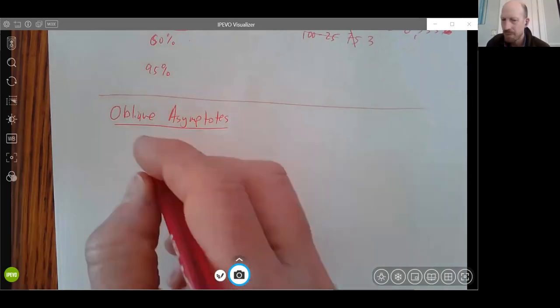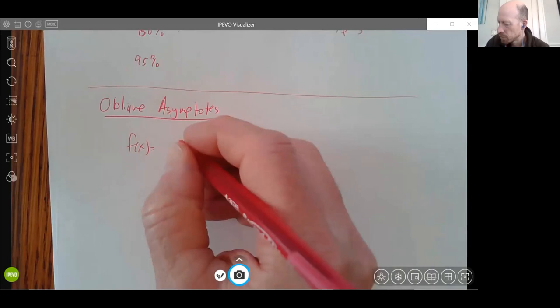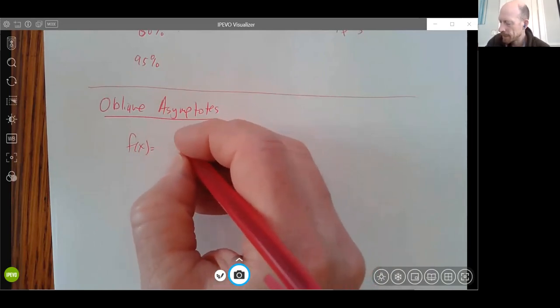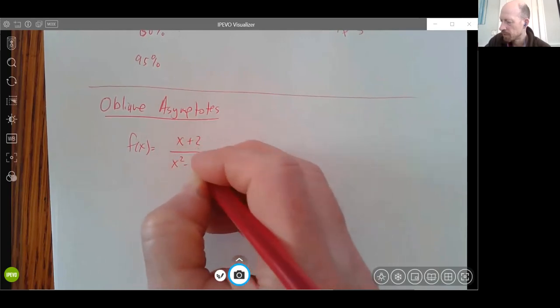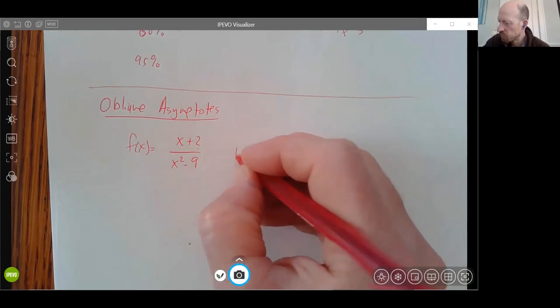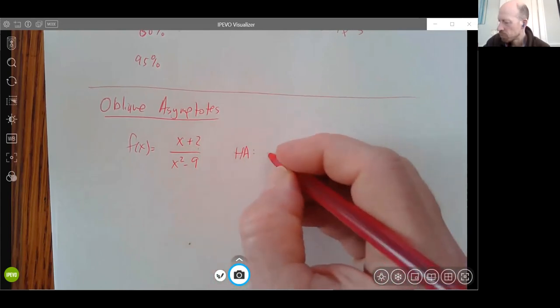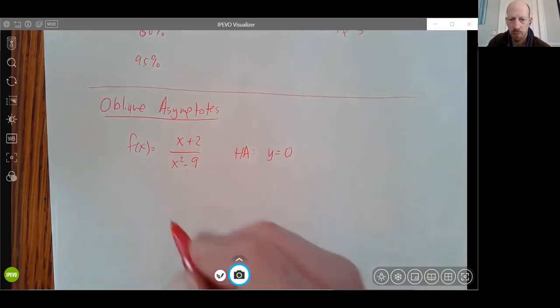So we remember, if you've got something like (x plus 2) over (x squared minus 9), this is going to give us a horizontal asymptote of y equals 0. The bottom degree is larger than the top. We get y equals 0.